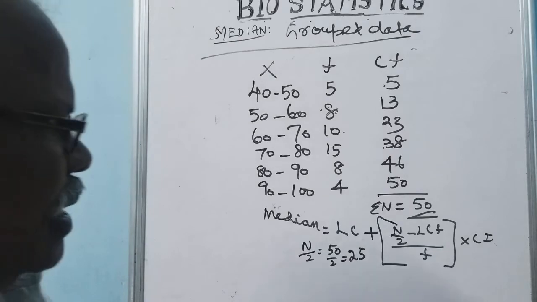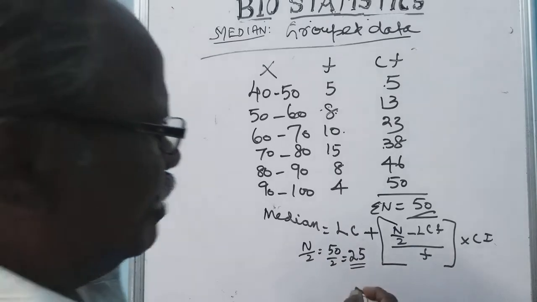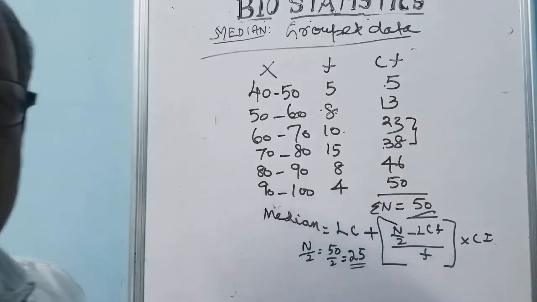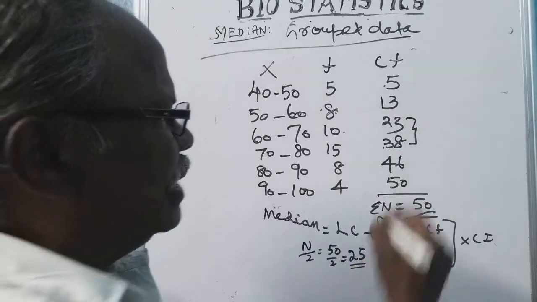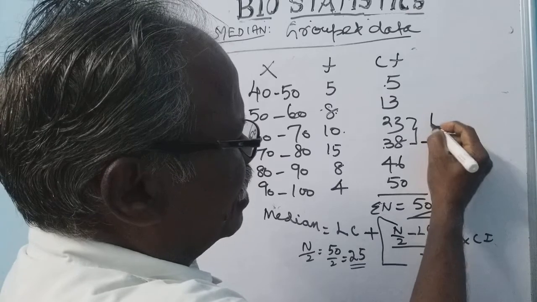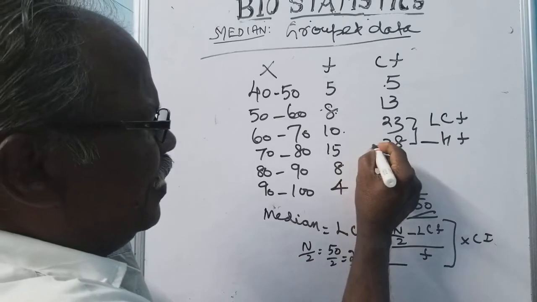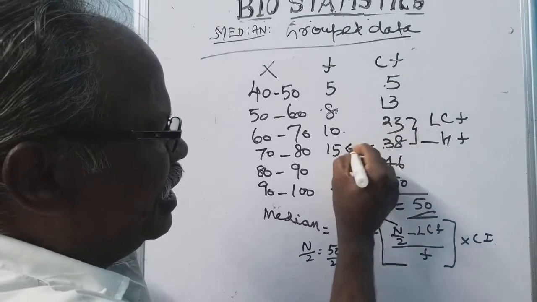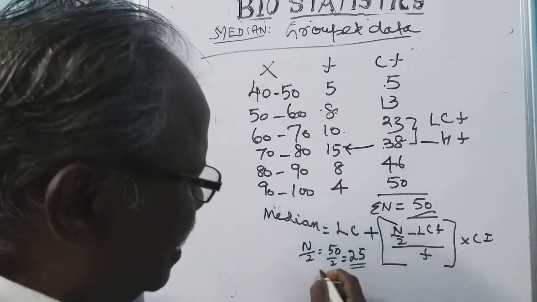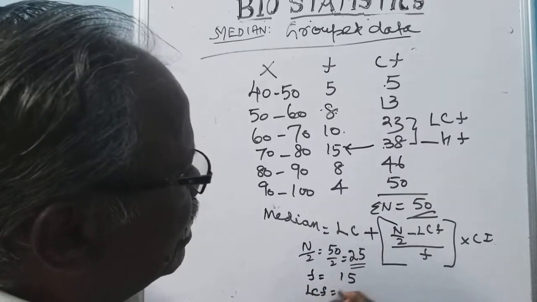Here we have to find out N by 2. 25 falls in between 23 and 38. So the 25 falls between; this is the lowest cumulative frequency, called LCF, and the highest cumulative frequency represents frequency 15. So F is equal to 15, and LCF is equal to 23.